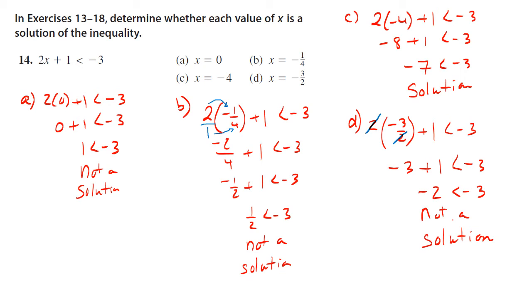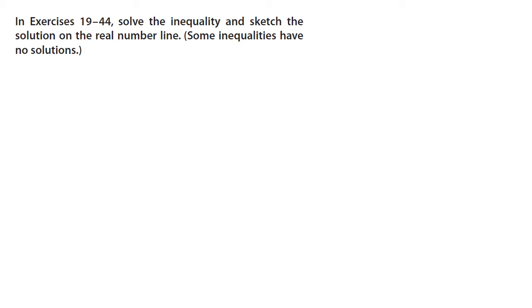All right. Hopefully that was useful as a setup there. So that is the beginning part here. So now let's start solving things. All right, 19 to 44, solve the inequality, and then sketch the solution on a real number line. So also remember that sometimes you may not get a solution. Kind of just depends. So let's go with it here. This is number 20. And these are going to be very basic.